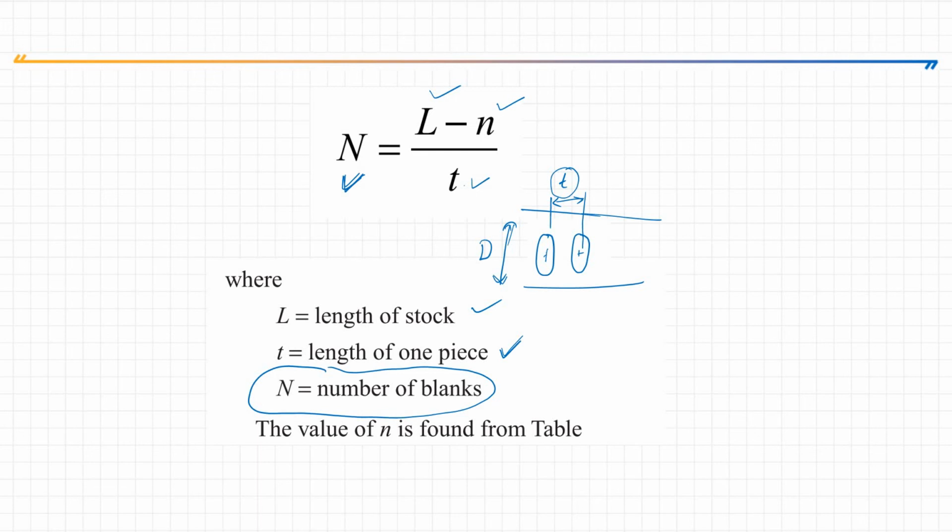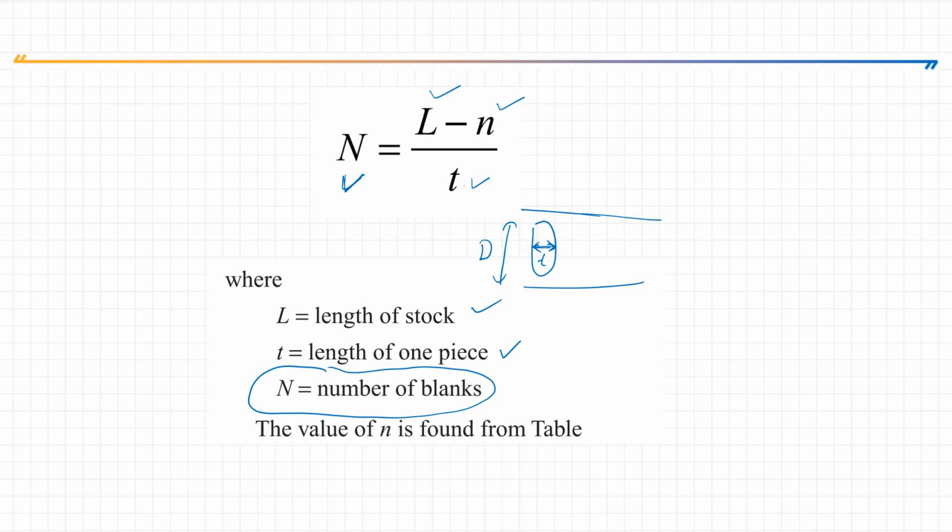So basically this value is the length of one piece, but not always. When the value of n is equal to 0, that time only we can say that this is the length of one piece. Otherwise this will be the distance between the center of one piece to the center of the next piece. Like this it will be calculated. So finally you can calculate N, meaning the number of blanks.